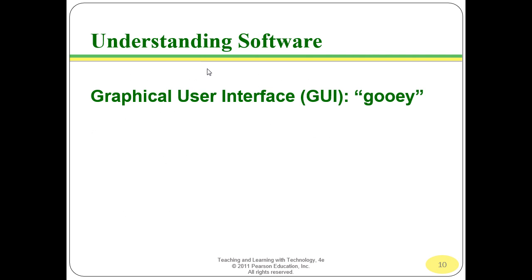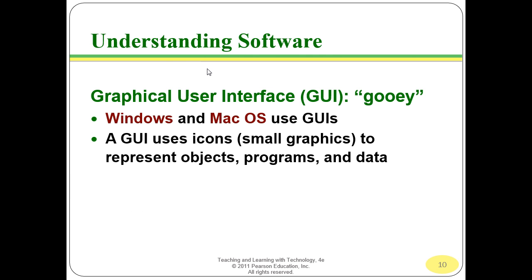Now, let's take a look at one output device, and that's a graphical user interface, or GUI, and they call it sometimes a GUI display. Both Windows machines and Macintosh machines use a graphical user interface, or GUI. This kind of interface uses icons, or small graphics or pictures of software or of items to symbolize them. And they can represent objects, programs, and data.